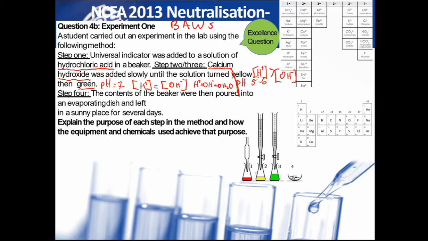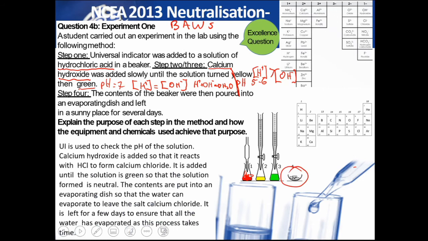So firstly, you put the hydrochloric acid in a beaker over here. You then add your universal indicator and then slowly add your base to start neutralizing it. And you need to talk about the pH. You need to talk about the hydrogen and hydroxide ions. And then lastly, you evaporate the water away to give you the purified salt. So there's your model answer. So show it's neutral, that it's green. The contents are put into an evaporating dish so that the water can evaporate and leave the salt, calcium chloride.